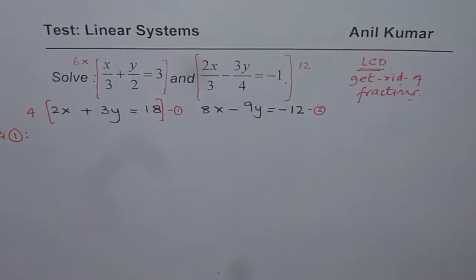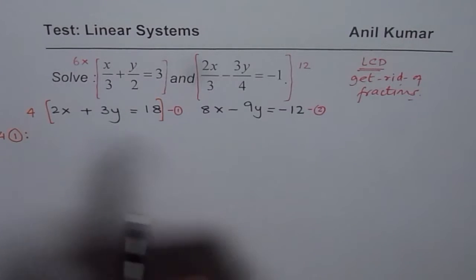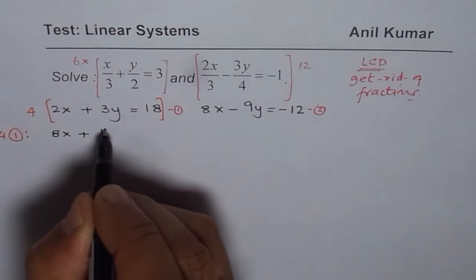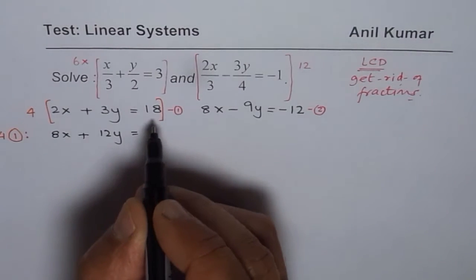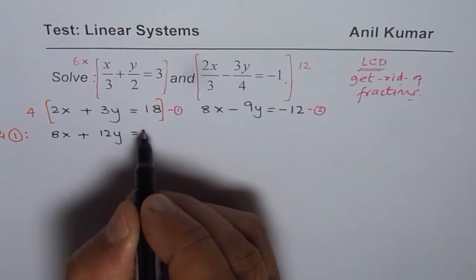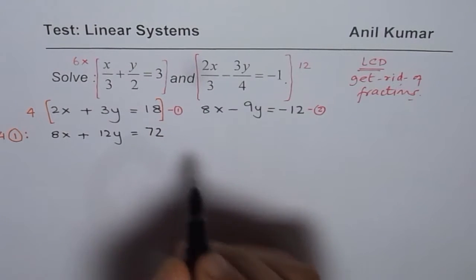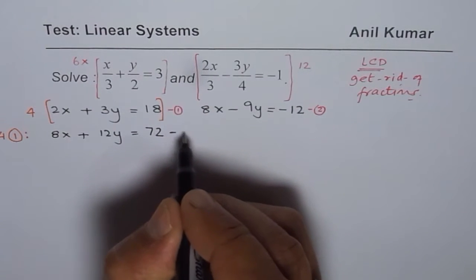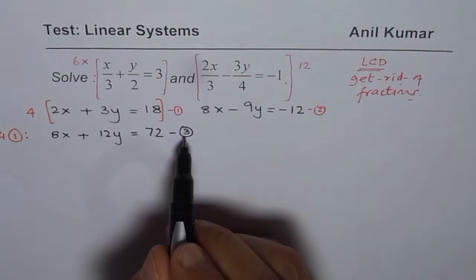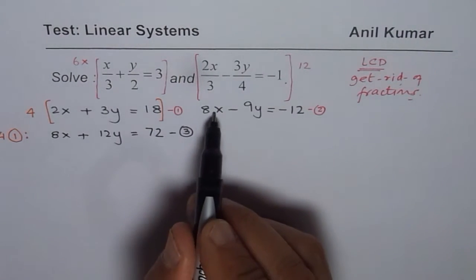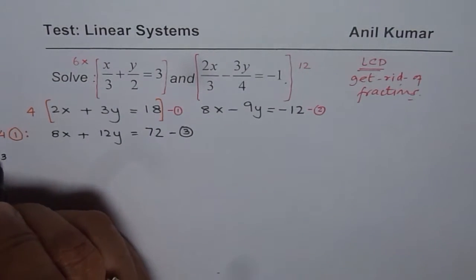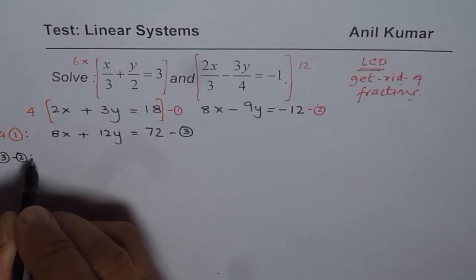After multiplying equation 1 by 4, 4 times 2 is 8, so we get 8x + 12y = 4 times 18. You can use the calculator, 72, that is what you get. Now, we'll name this as equation 3. If I do equation 3 minus equation 2, I can eliminate 8x. So that is the elimination method.